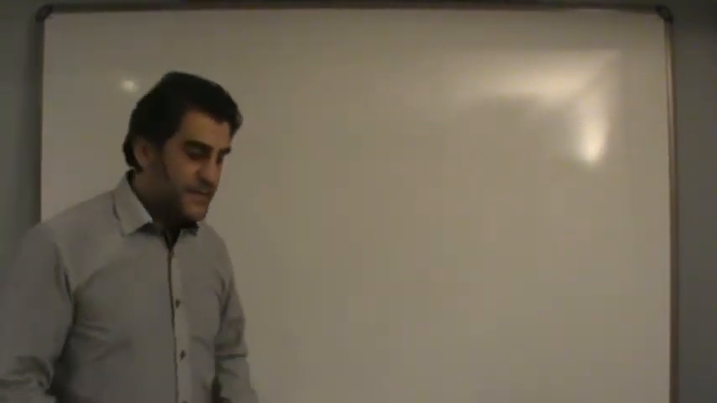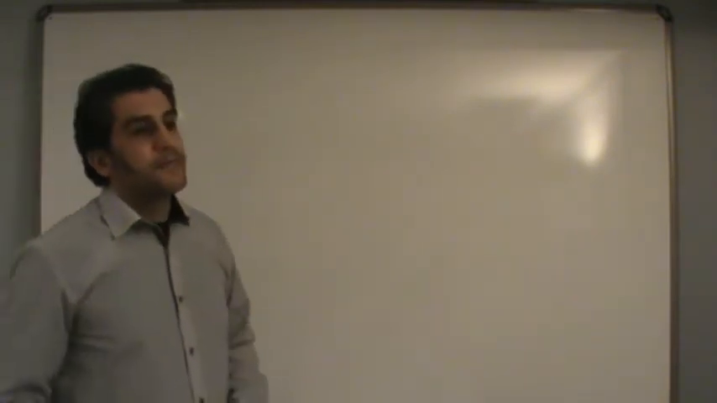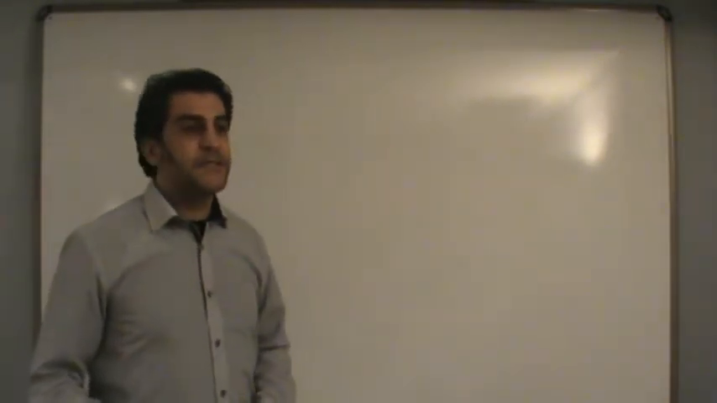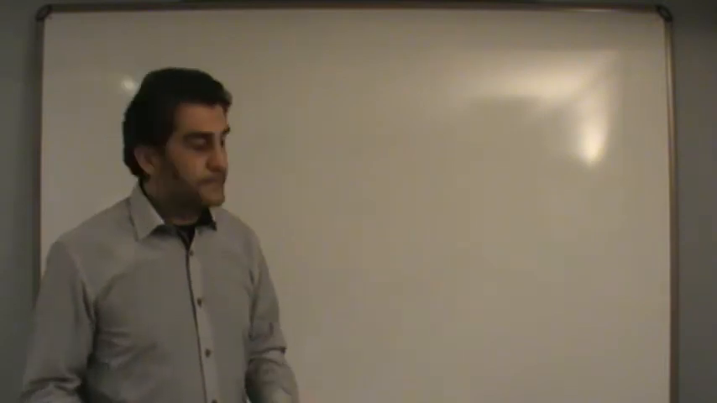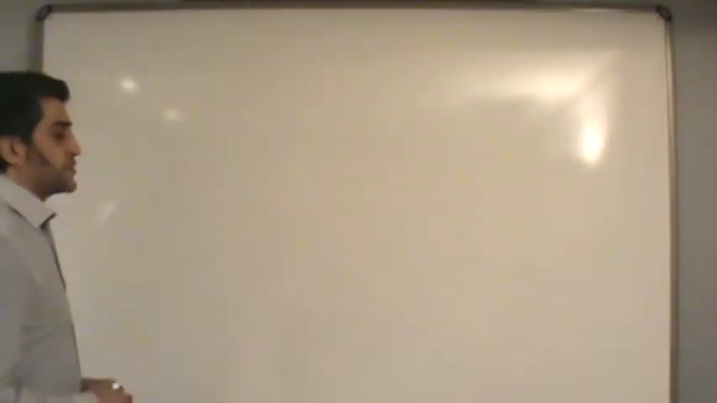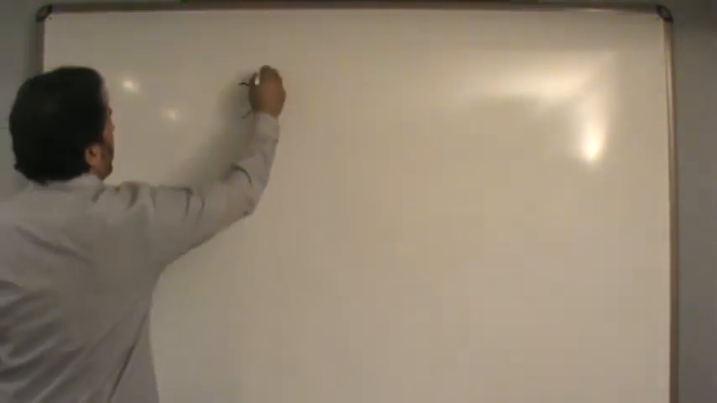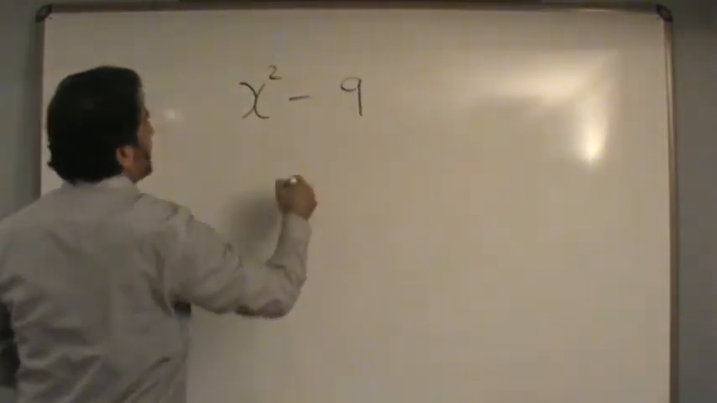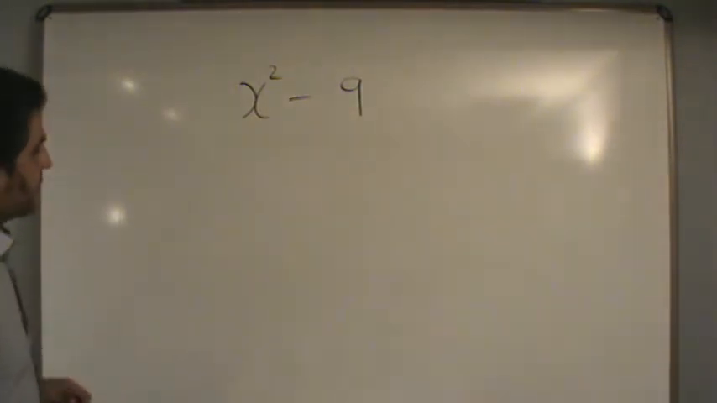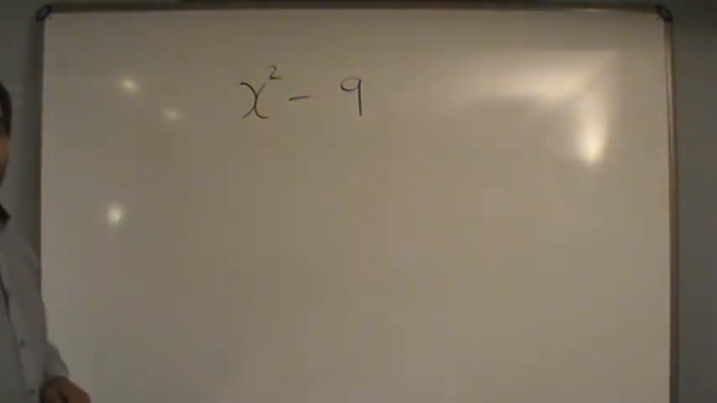Hi, in this lesson we're talking about factoring quadratic relations using the difference of squares method. An example of difference of squares factoring of a quadratic relation would be x squared minus 9. This is one of the other types of factoring quadratic relations, which we call difference of squares factoring.